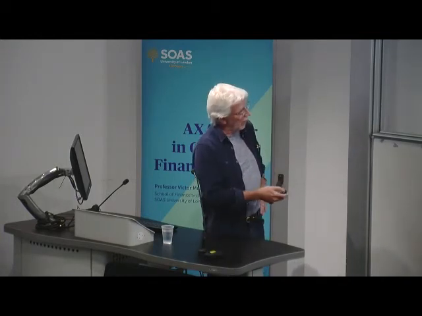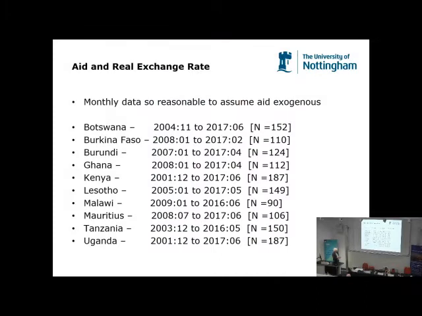This just shows that Malawi is our shortest span, but we've still got 90 observations. For Uganda and Kenya, they're the longest. We've got 187 observations. So with the monthly data, we've got good frequency.